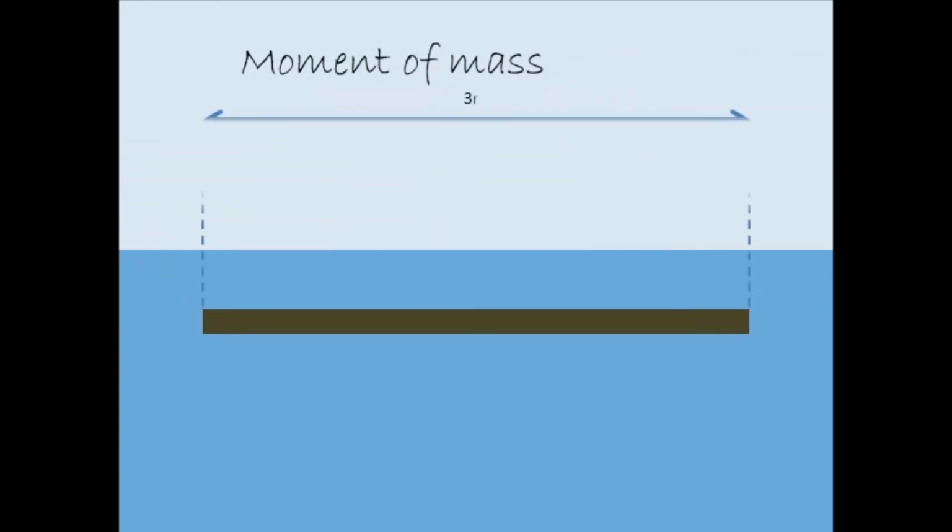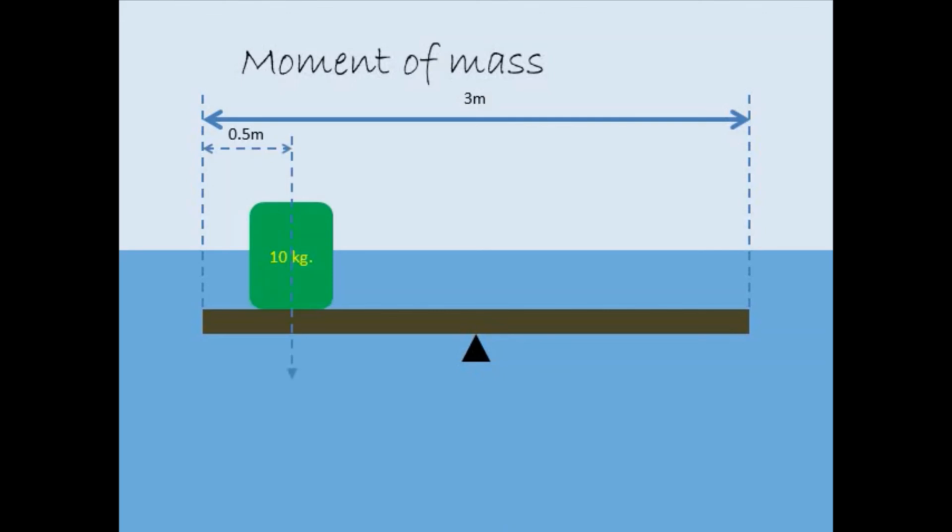A 3 meters plank is supported under its mid-length. Having a mass of 10 kilograms, placed at a distance of 0.5 meter from the end. Its distance from the center of the plank is 1 meter.